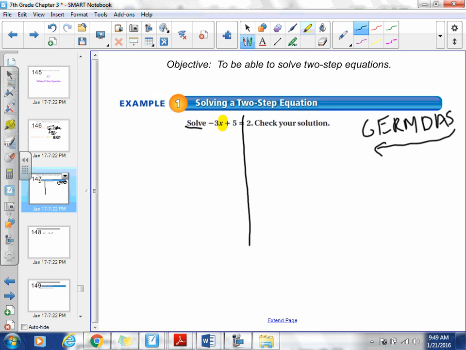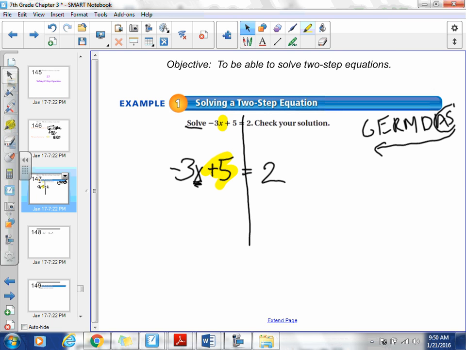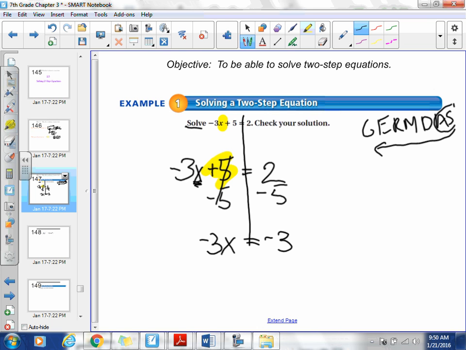So I'm going to rewrite this equation so it's a little bit bigger. We have negative 3 times x plus 5 equals 2. Okay? I'm finding my variable. Here it is. We need to get this guy alone. So, order of operations in reverse. First, I want to undo any adding and subtracting that we have. I can see that 5 was added to my variable. The opposite of adding 5 is subtracting 5, so I'm going to do that on both sides. 5 minus 5 is 0, so I'm left with negative 3 times x equals 2 minus 5, which is negative 3.